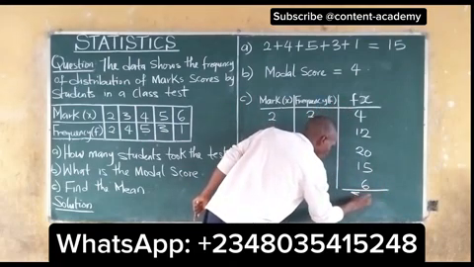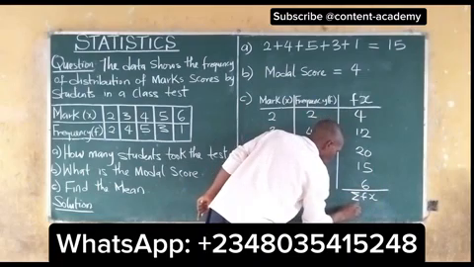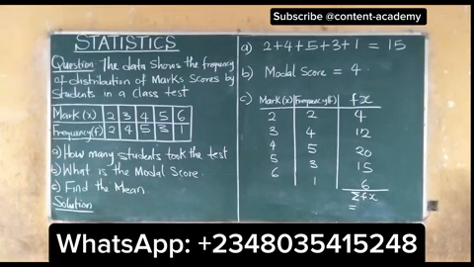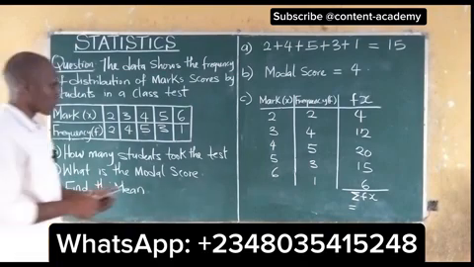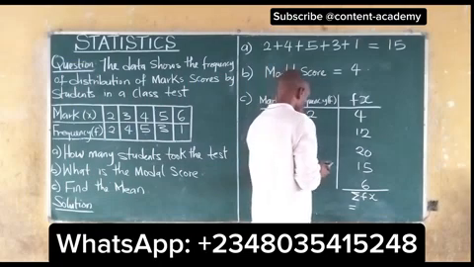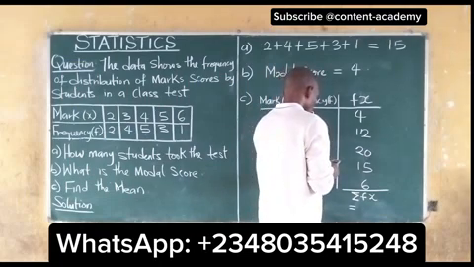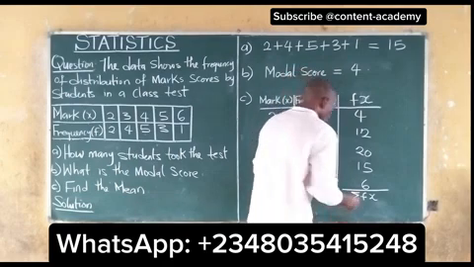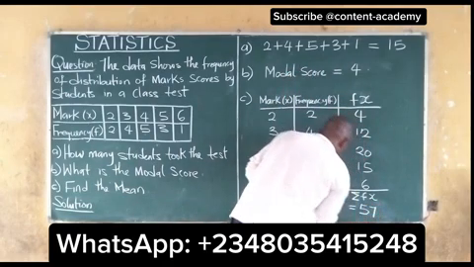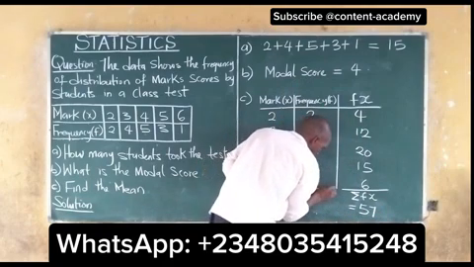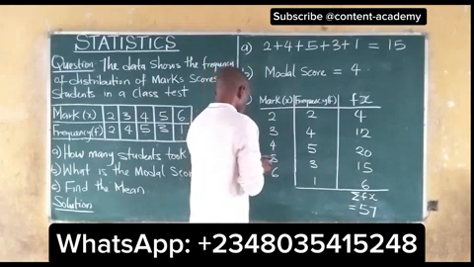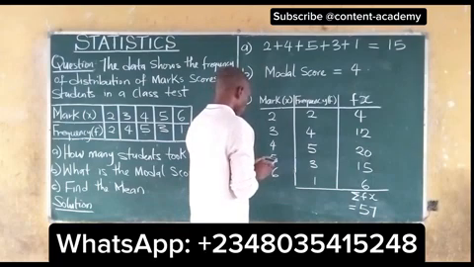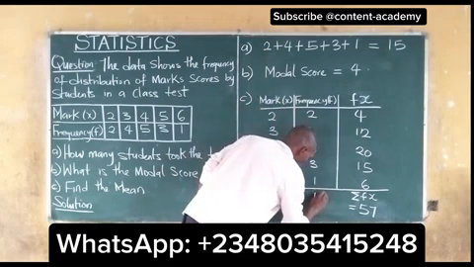So summation of f of x will be equal to, now we have to tabulate that and see what it will give us. We have 4 plus 12 plus 20 plus 15 plus 6. We have it to be 57. Also, we have summation of f to be 2 plus 4 plus 5 plus 3 plus 1. We have it to be 15.